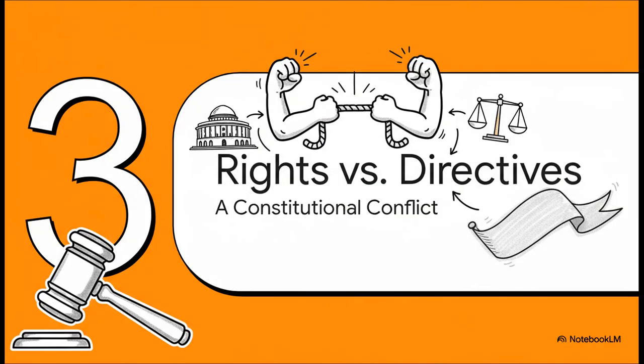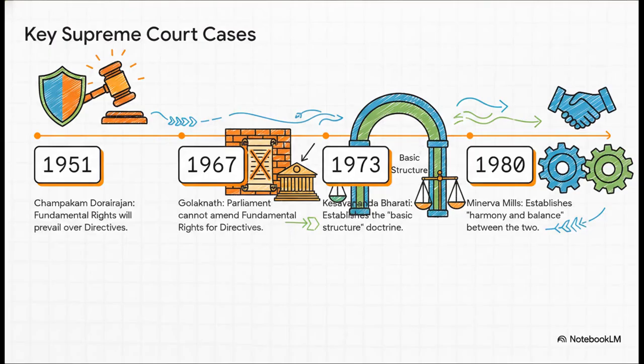Okay, so you can probably guess what happened next, right? You've got these powerful, legally backed fundamental rights on one side, and these aspirational, non-enforceable directive principles on the other. A clash was pretty much inevitable. This led to this incredible constitutional tug-of-war between Parliament, which wanted to pass laws to make the directives a reality, and the Supreme Court, whose job it was to protect fundamental rights. So let's just quickly trace how this whole conflict played out in the courts.